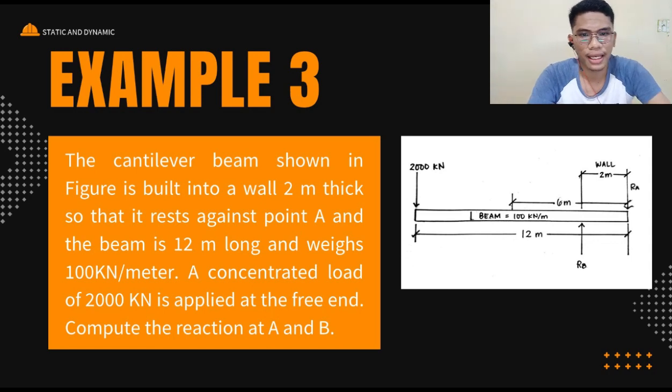So, next, example number 3. The cantilever beam shown in figure is built into a wall 2 meter thick so that it rests against point A and beam is 12 meter long and weighs 100 kilonewton per meter. A concentrated load of 2,000 kilonewton is applied at the free end. Compute the reaction at A and B. So, ito po. As you can see here in the figure. So, meron po tayo ditong uniform load.